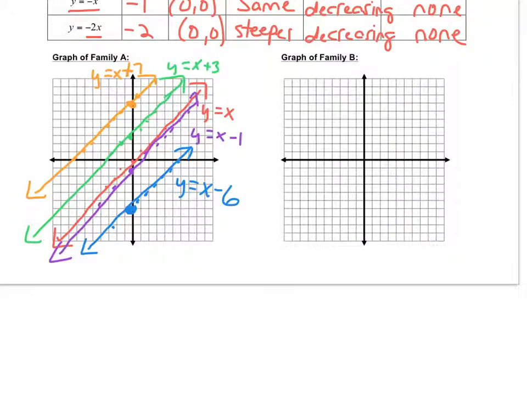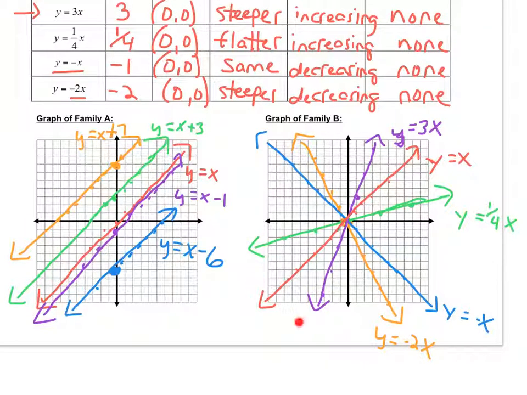Alright, so now I've graphed this family A. They should all be parallel to each other because they have the same slope, but they're shifted up and down because of the y-intercept. So double check that you've graphed those correctly, and then I'm going to do the next one.